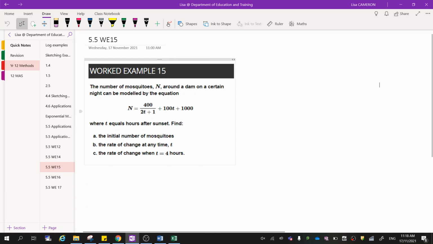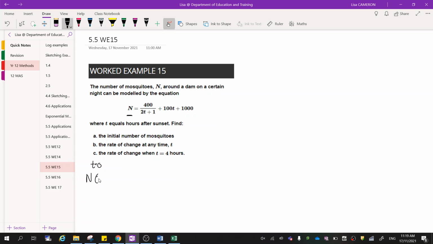Okay, worked example 15. The number of mosquitoes N around the dam on a certain night can be modelled by this equation, where T equals the hours after sunset. Find the initial number of mosquitoes. Whenever we're talking about initial values, that is when T is equal to 0. So I'm going to substitute into the function that will return the number of mosquitoes, because I want to know the initial number of mosquitoes.